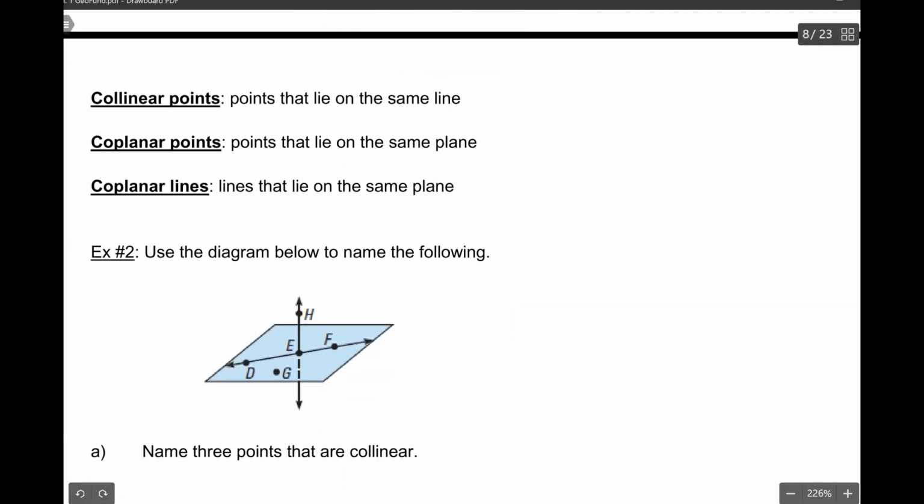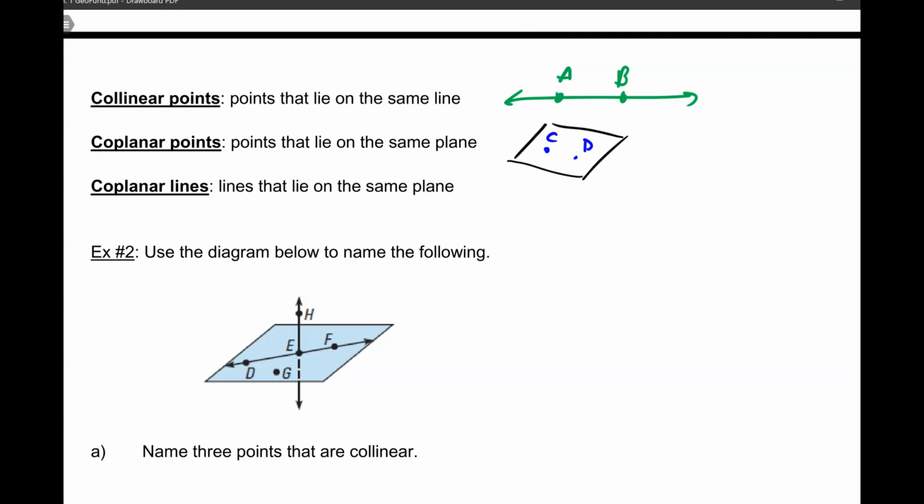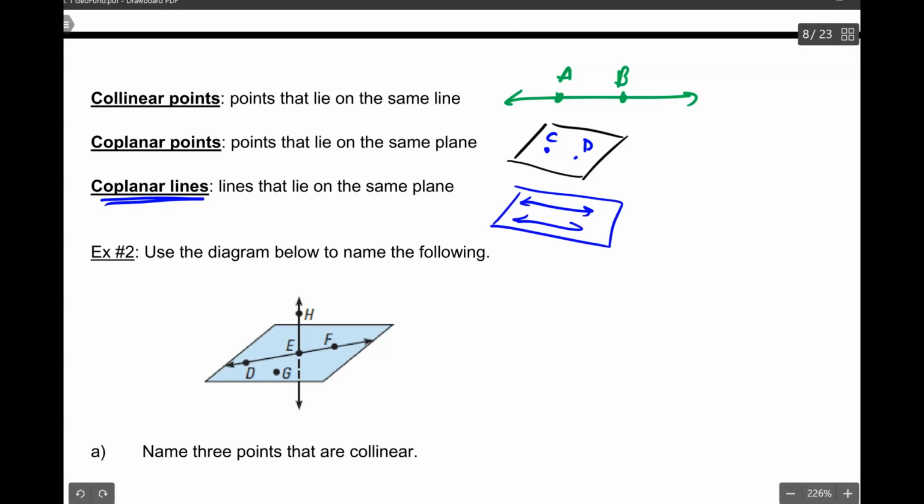So collinear points are points that are on the same line. So if I have a line, I could have A, and here's B, and they're collinear because they're on the same line. Coplanar points are ones that are on the same plane. So if I have a plane, this is point C and point D, they're coplanar because they're on the same plane. Coplanar lines are just lines that are on the same plane.